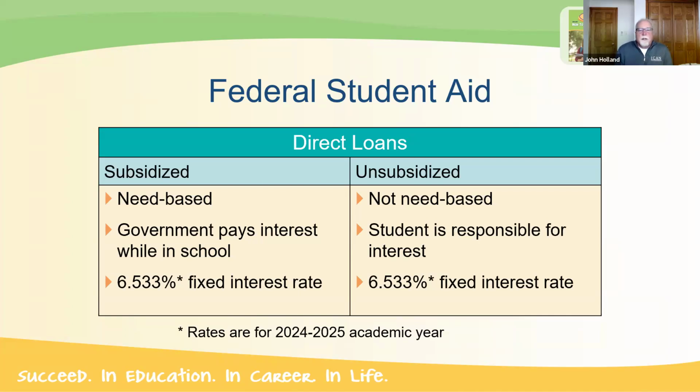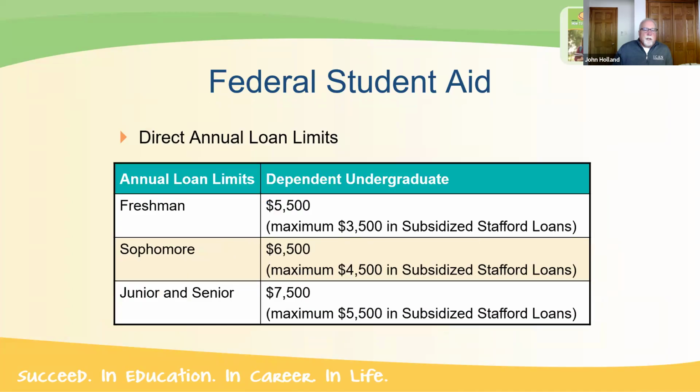Now, notice that interest rate, that's for students attending college the 2024-2025 academic year. It changes every July 1st. We don't know what it's going to be for the next fall, spring. This is a loan in the student's name. There's no credit check, there's no cosigner. It's all in the student's name. Very easy to borrow. This will probably be the easiest loan that a student will ever be offered in their lifetime, but not necessarily so easy to pay back.